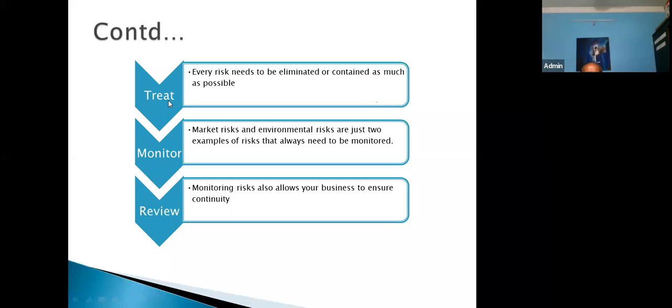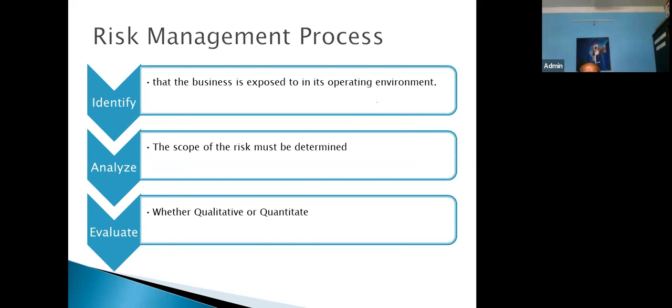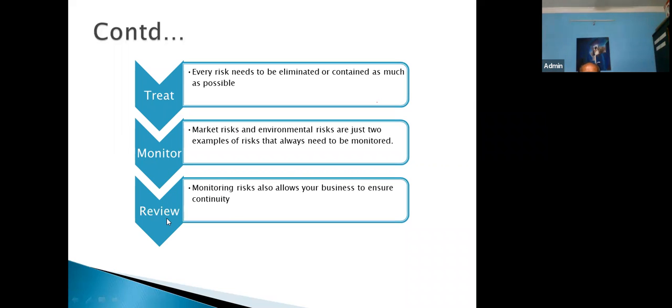Now, once you identify and evaluate your risk, you have identification, analyze, evaluate, treat and monitor, then review. The last point is review. Now, what is this review? Monitoring risk also allows your business to ensure continuity. If you monitor risk, that will allow your business to ensure continuity. It means you have great chances to continue in the future, because already you know what the risks of your business are, and you are controlling such risks. So naturally, your company will have good days in future. The company will not be closed in a short time. It will have a longer life.